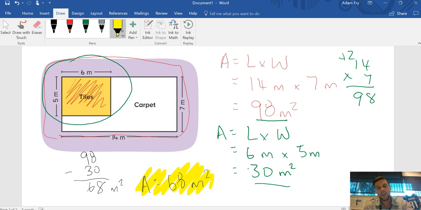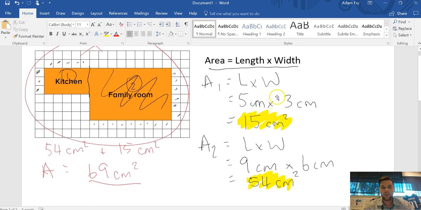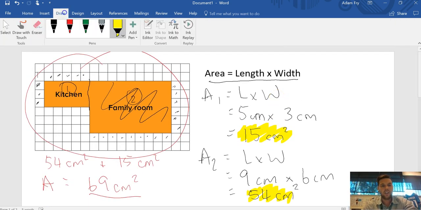So if we've got a shape that takes up part of a rectangle, we must always subtract. But if we're looking at two shapes together, we must add them together. Please don't forget about putting a little squared symbol above all our answers as well, boys. Hopefully that helps.